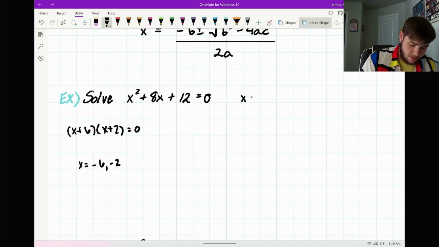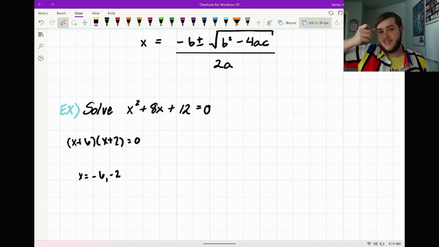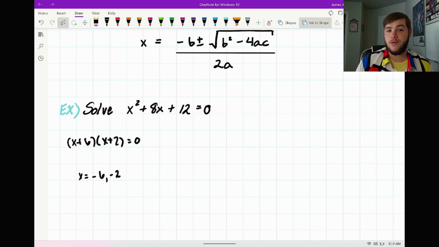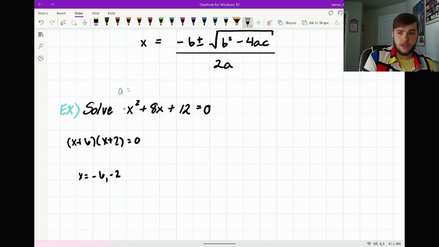X is equal to negative b, well, how about I just scroll up a little bit instead of spending a whole bunch of time rewriting it. X is equal to negative b plus or minus the square root of b squared minus 4ac all over 2a. Just saying it again to really drive it home. In this problem, a, that's the coefficient on the quadratic term, is 1. B, that's the coefficient on the linear term, is 8. And C, that's the constant term, is 12.